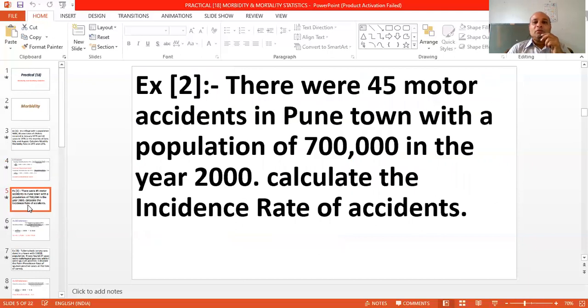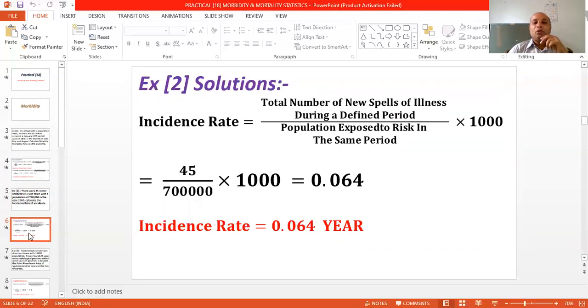Example 2. There were 45 motor accidents in Pune town with a population of 7 lakh in the year 2000. Calculate the incidence rate of accident. Then using the formula, incidence rate is equal to total number of new spells of illness during a defined period upon population exposed to risk in the same period into 1000. Then the incidence rate is 0.064 per year.